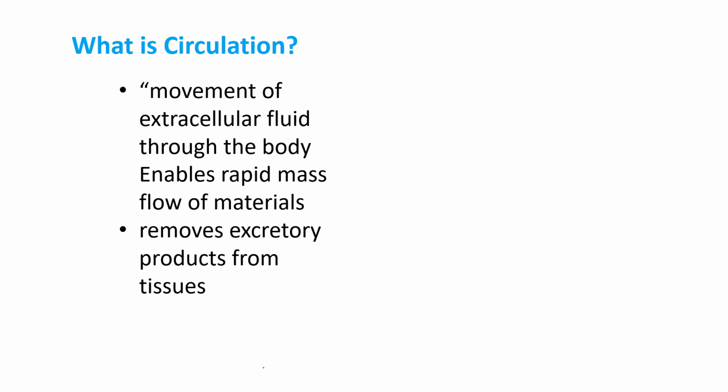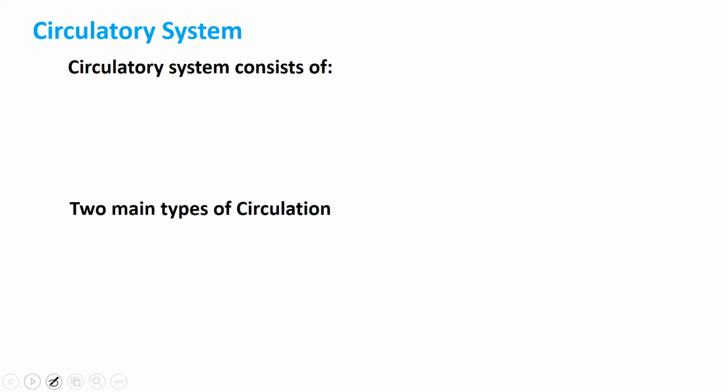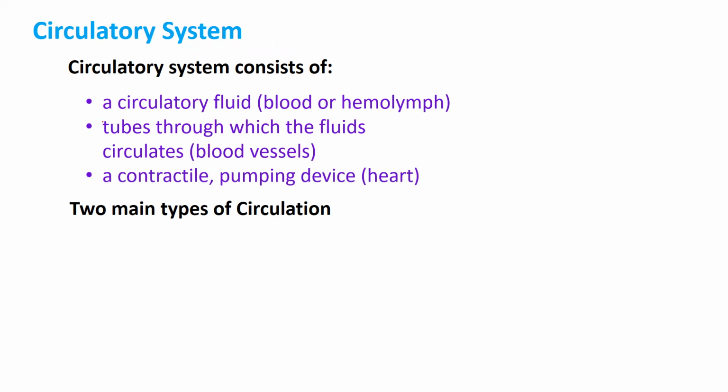So you see, the moment we talk about circulatory, then the circulatory system consists of basically a circulatory fluid, which could be blood or hemolymph. Now there is a tube through which fluid circulates, right? And there is a contractile pumping system, which popularly we call the heart, right? So these are the three things that must be a part of any circulatory system.